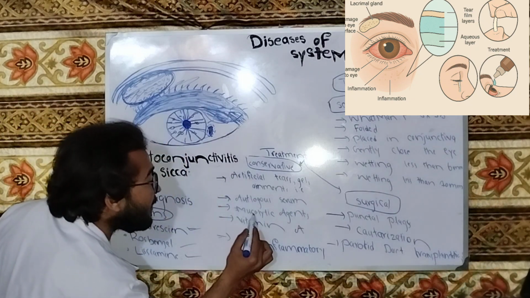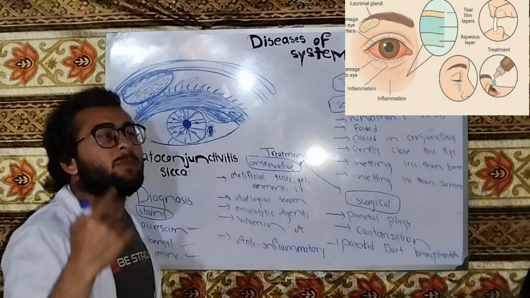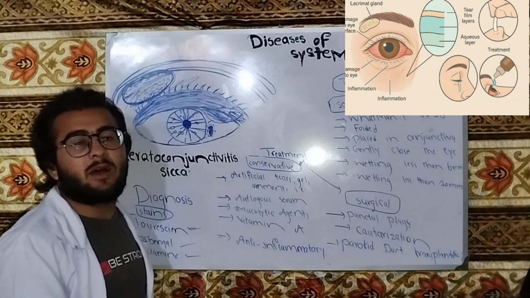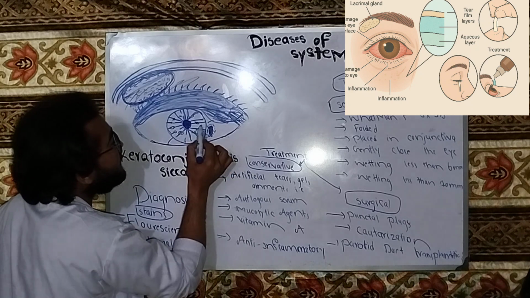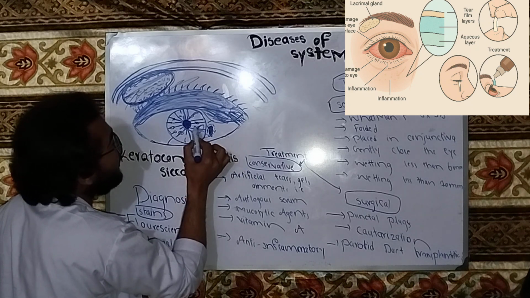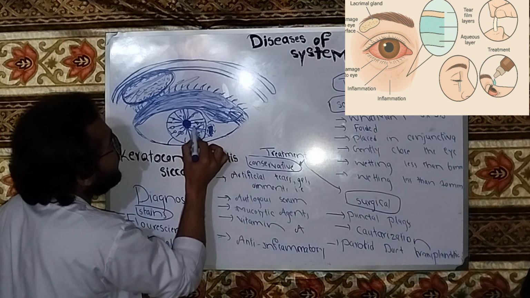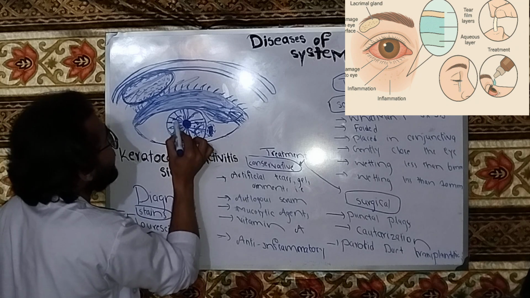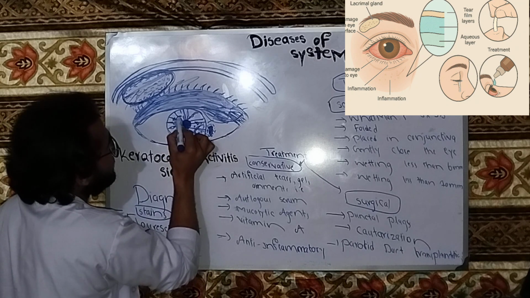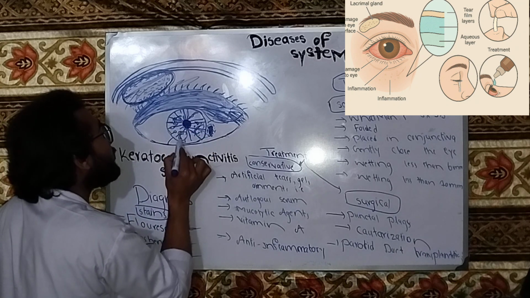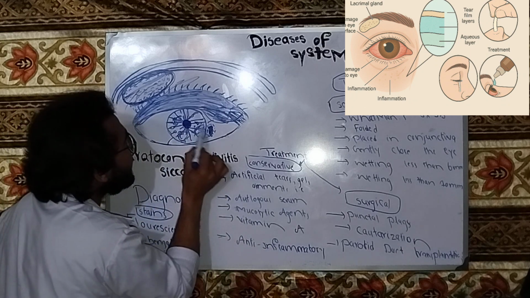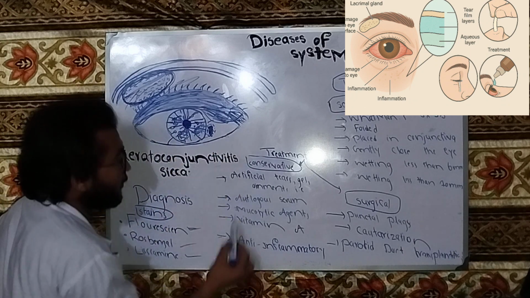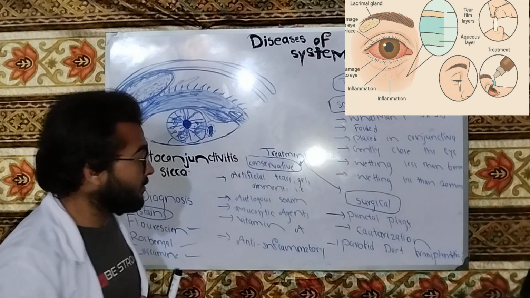The next is the mucolytic agents. For example, we will use 5% acetylcysteine, and we know that when there are multiple corneal filaments present, the mucous strands will stick together and form corneal filaments. So for the breakdown of these corneal filaments, we will use mucolytic agents.